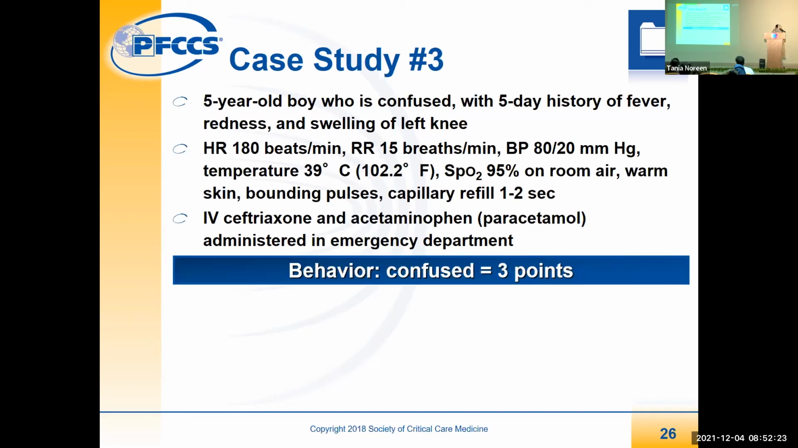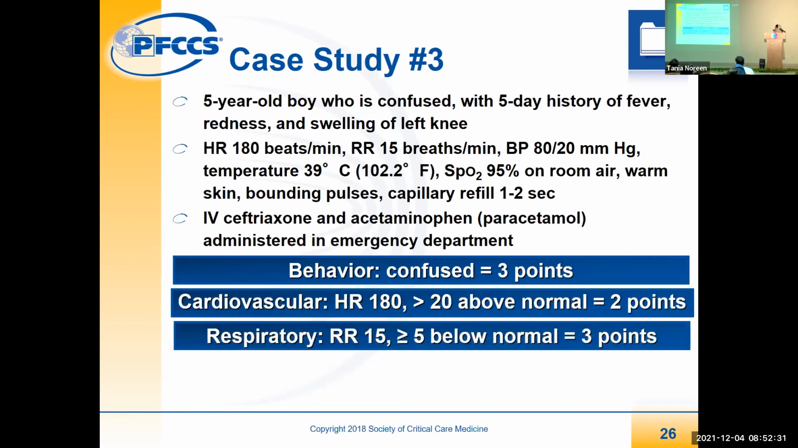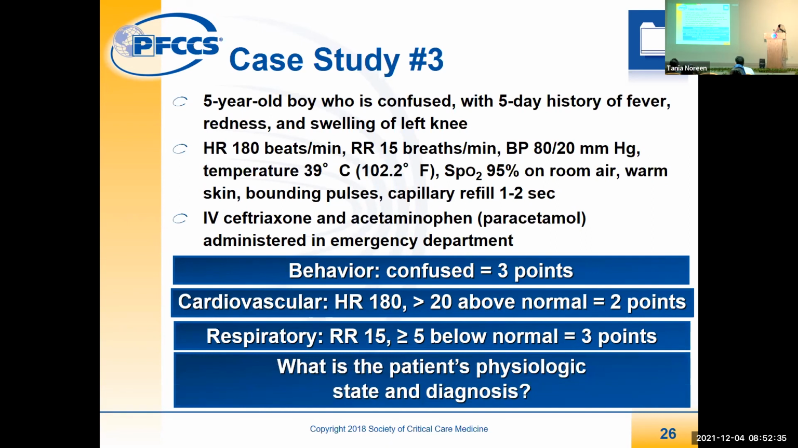So what will be his PEW score? First of all, in behavior he is confused, so his behavior score will be 3. In cardiovascular, his heart rate is 180, which is 20 above the baseline, so that is a score of 2. Respiratory rate is 15, more than 5 above the baseline, and that is 3 points.